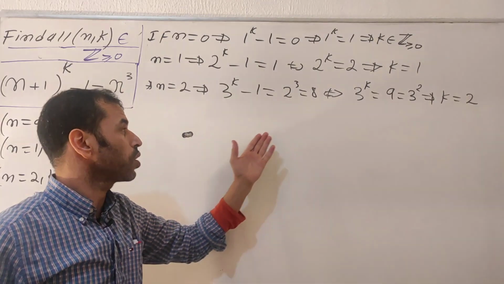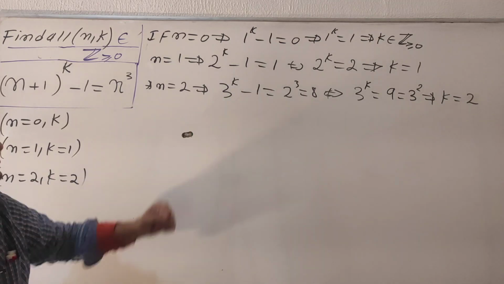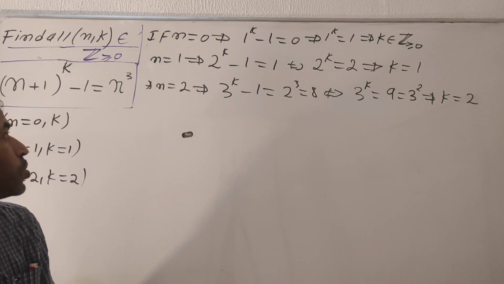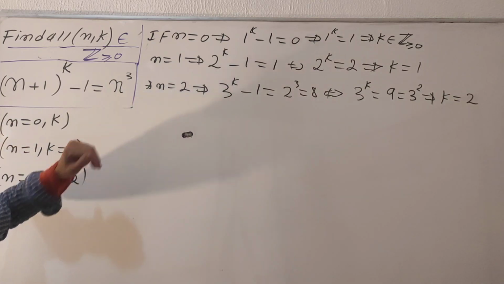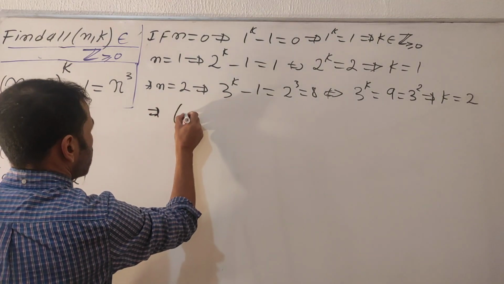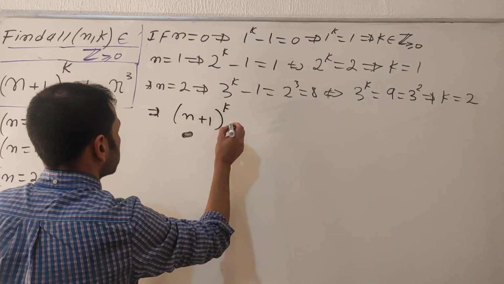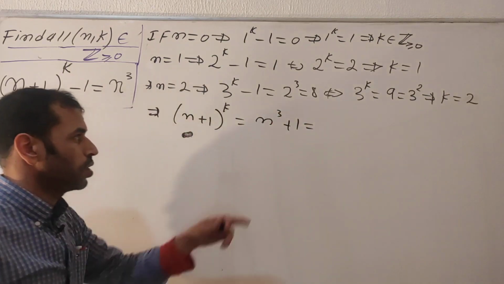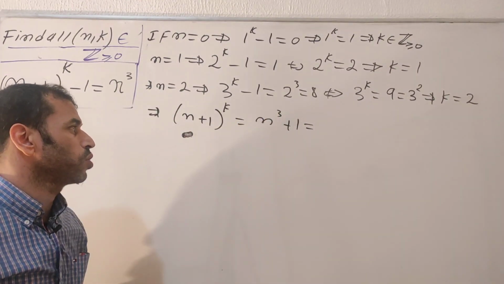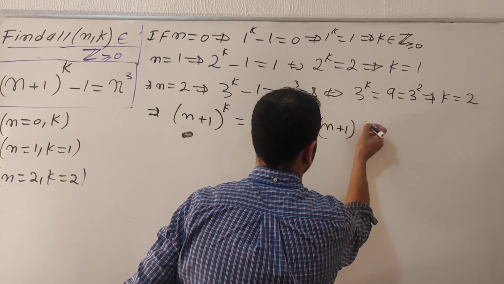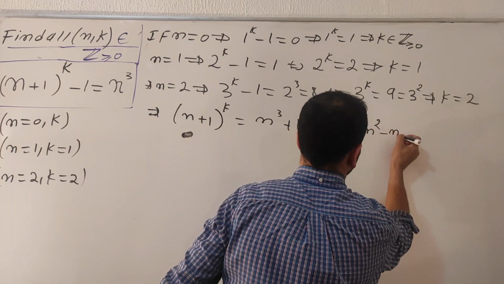Okay, we are going to stop with these obvious values and move on to the general case. Before that, we must know the parity of n. Let's work a little with this equation. Let's move minus 1 to the right side. I get (n plus 1) to the k equals n cubed plus 1. Since we have an exponent of 3 here, I'm going to factor this as a product: (n plus 1) times (n squared minus n plus 1).